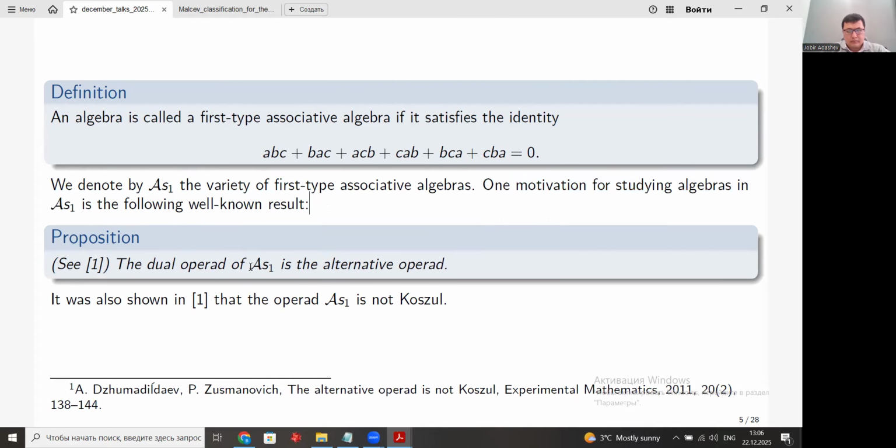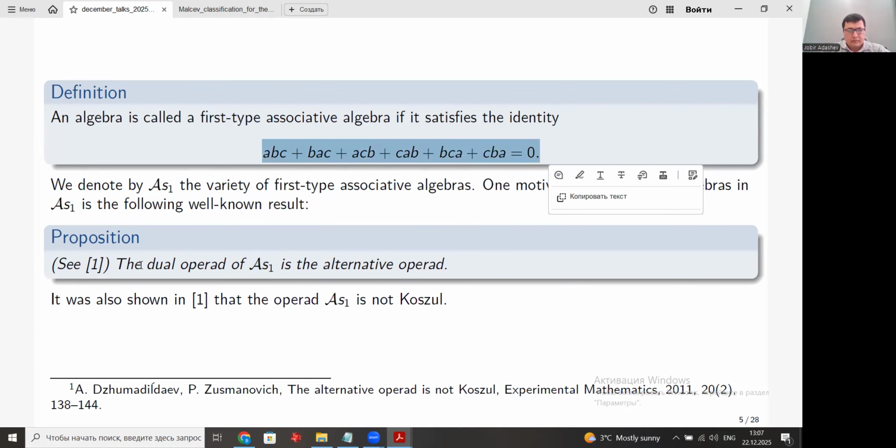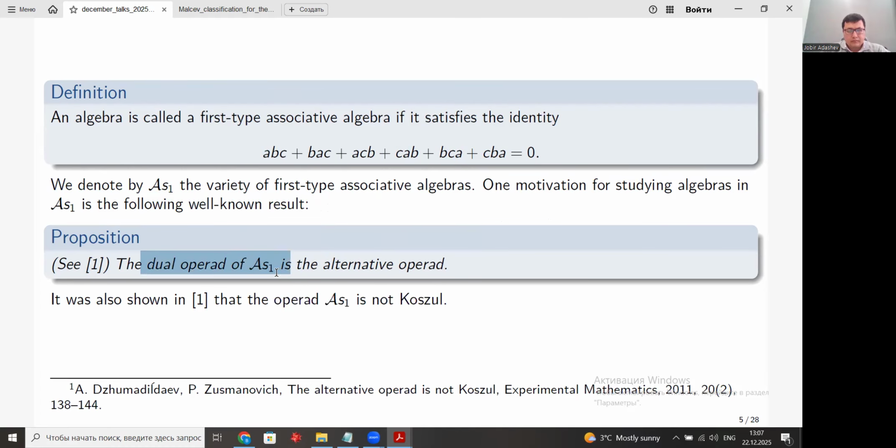So if we consider the variety operad S1, it's just the operad derived from a variety of associative algebras with this identity. And we can compute its dual operad. The dual operad of S1 will be alternative. It was shown in the work by Dzhumadildaev and Zusmanovich in 2011.